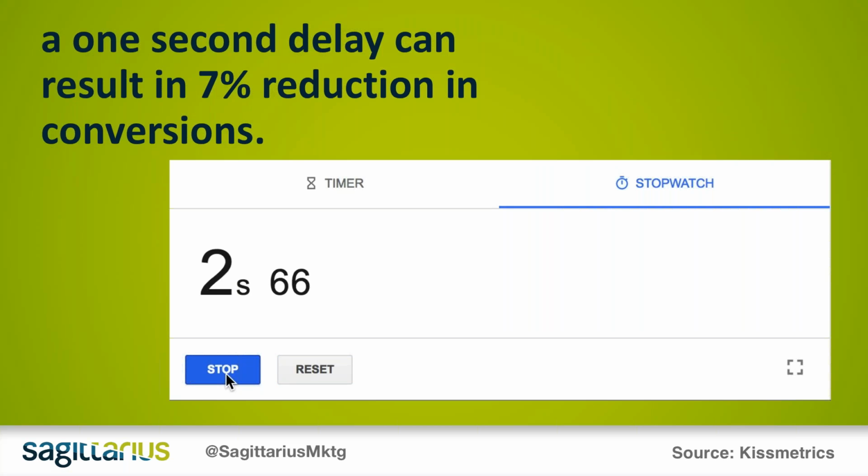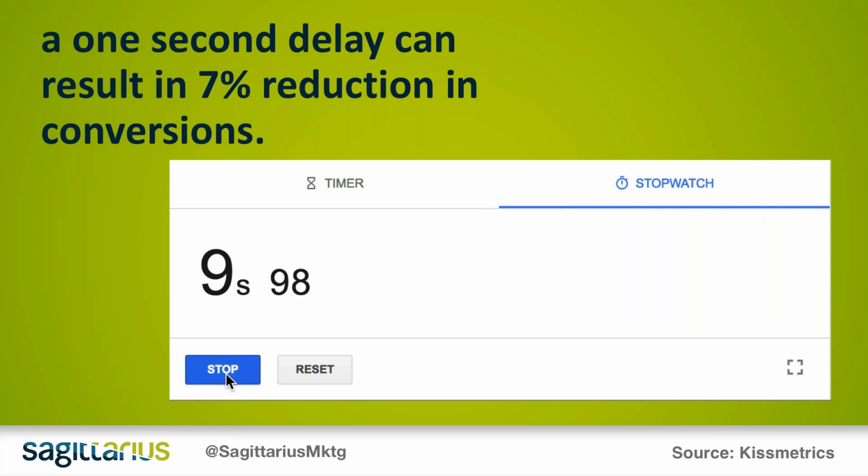And interestingly, a 1 second delay can result in a 7% reduction in conversions. An Aberdeen Group study showed that a 1 second delay in page load time can have drastic effects. Just to put this in perspective, it equals 11% fewer page views, a 16% decrease in customer satisfaction and a 7% loss in conversions.